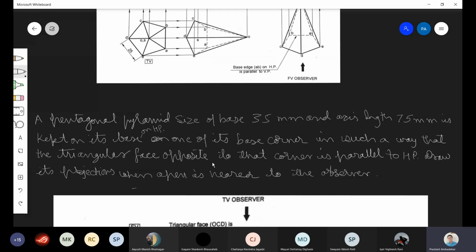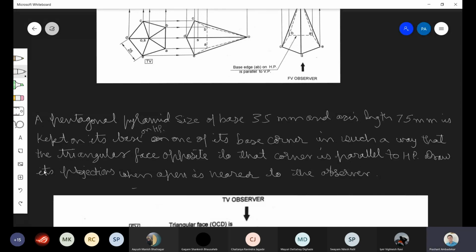ओके, सो फर्स्ट विल कंसीडर इट एज पैरेलल टू HP. सो इट इज रेस्टिंग ऑन द HP. मतलब फ्रंट व्यू विल बी ट्रायंगल, टॉप व्यू विल बी अ पेंटागन. हाउ विल यू ड्रॉ अ पेंटागन? यू विल ड्रॉ अ पेंटागन इन सच अ वे दैट on the right side here, you should get a corner. Okay, and then it is parallel to HP.